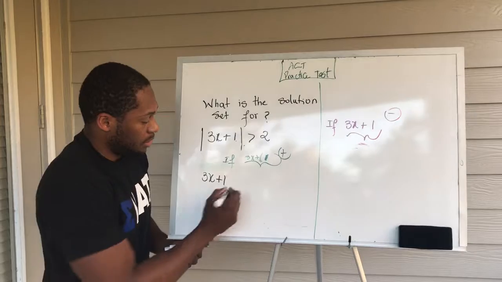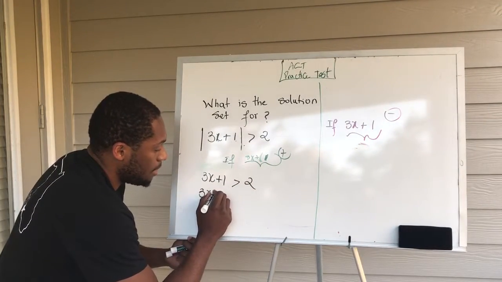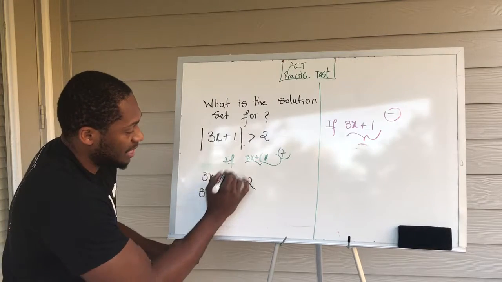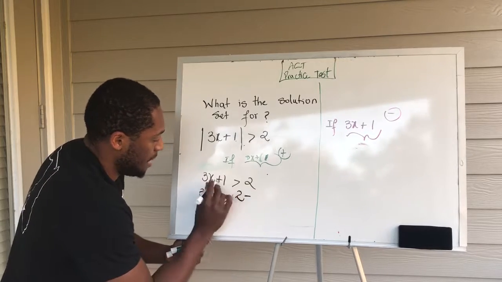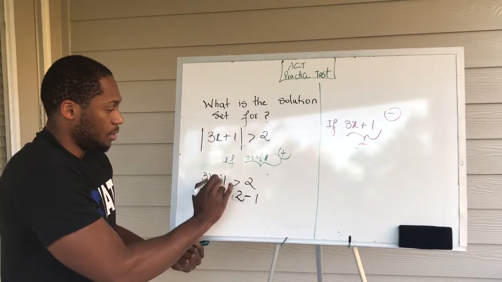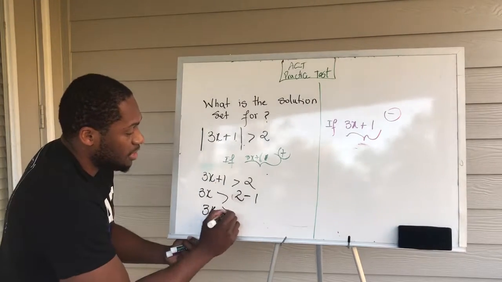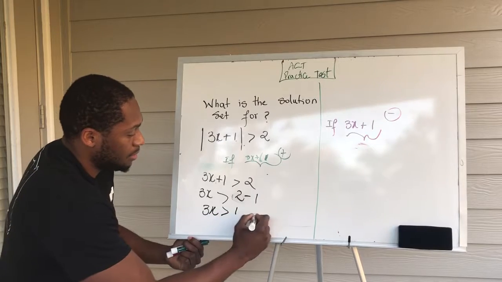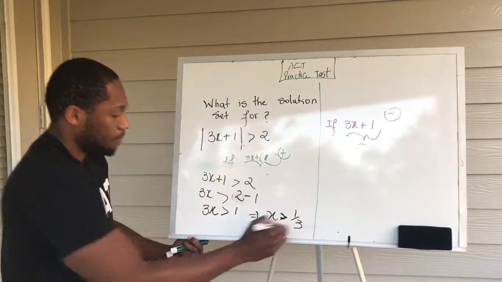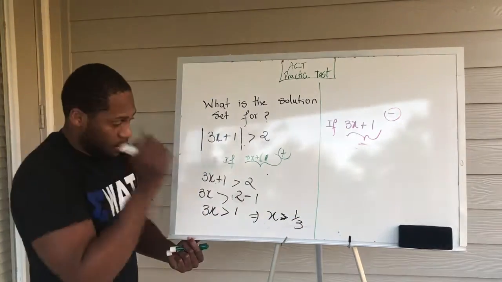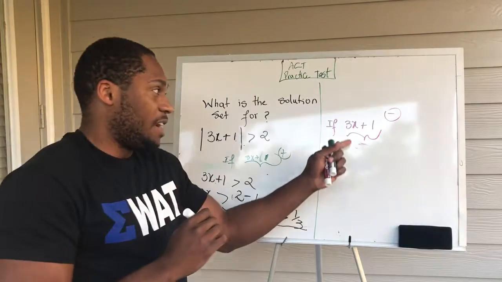So we're going to have 3x plus 1 is greater than 2. What does that mean? 3x is greater than 2 minus 1, because we moved that 1 from this side to the other side. 2 minus 1, so 3x is greater than 1. That implies x is greater than 1 over 3. So x is greater than 1 over 3. This is one of them. Let's see if we can find a second one.